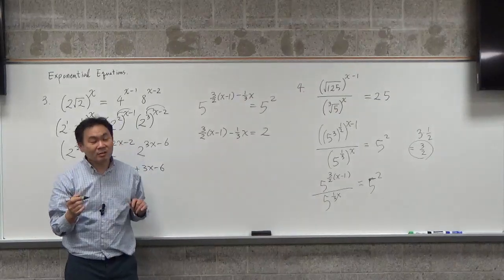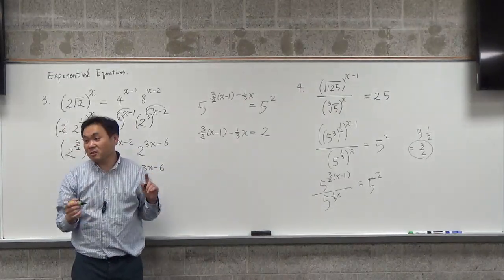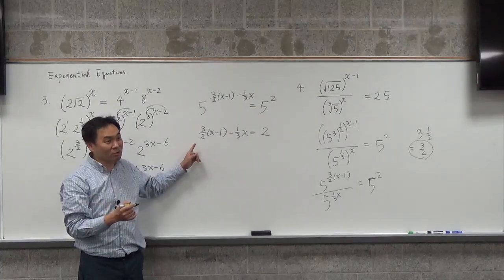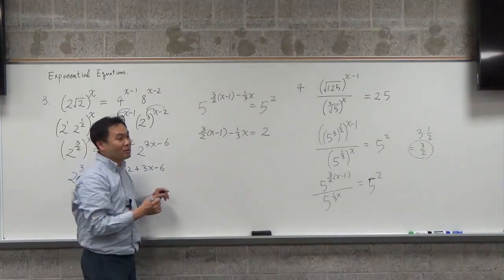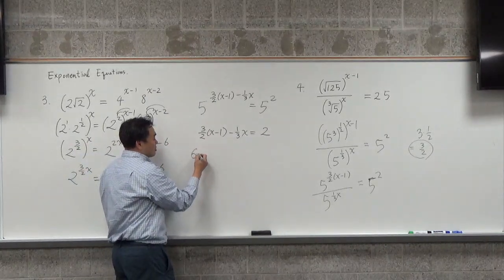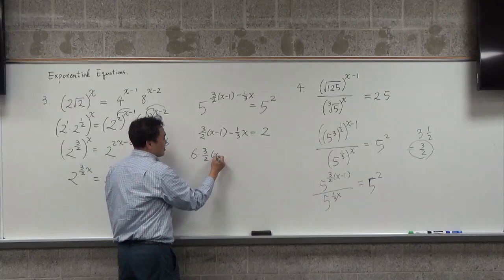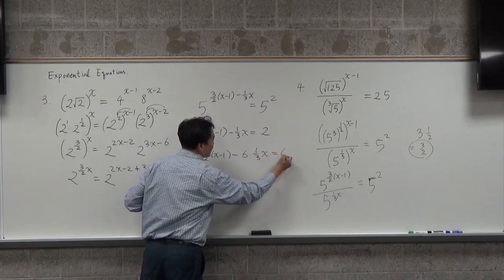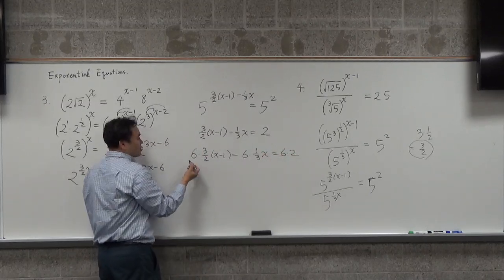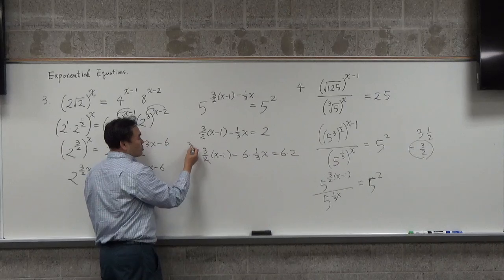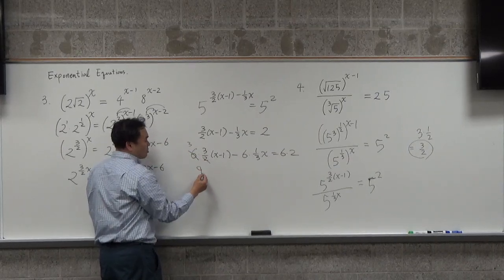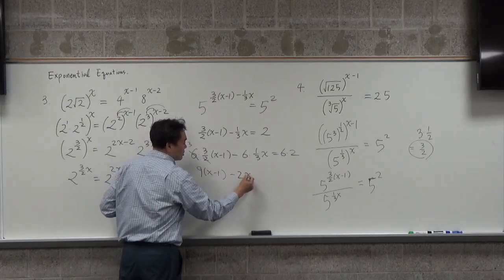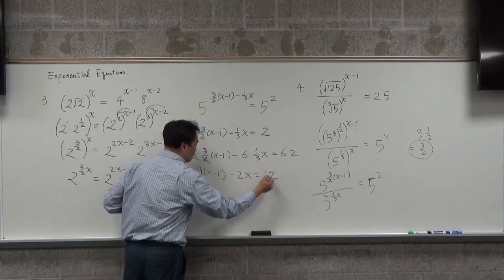Why 6? Because 2 and 3 have the least common multiple of 6, right? So 6 is like the assassin that's going to kill both 2 and 3. Takes out both 2 and 3, okay? So we invoke 6. Okay, nice. That's 6 divided by 2 gives you 3. 3 times 3 is 9, so you have 9 times x minus 1. 6 divided by 3 is 2. 6 times 2 is 12.